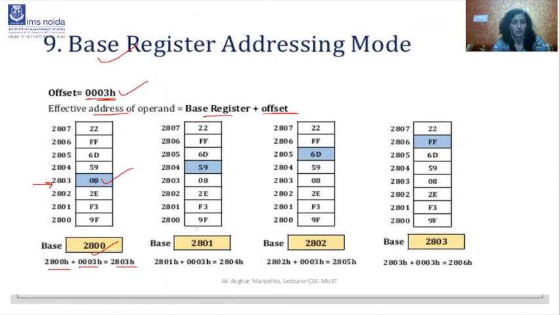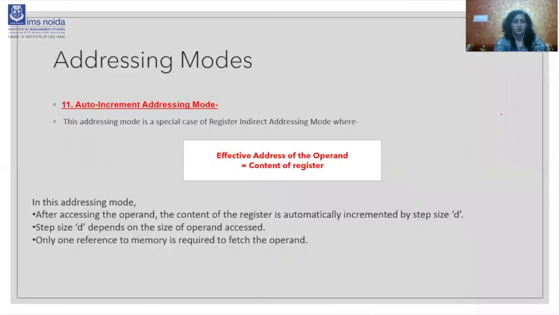Now go to another step. Here the base address is changed to 2801, but the offset is the same, so the new address is 2804. At 2804 the operand is found. Clear? Again the base is changed to 2802 and the offset is fixed, so 2805, the operand is found. Clear? And now the base value is changed again, the offset is fixed, 2806, the operand is found. So this is the example of base register index mode.